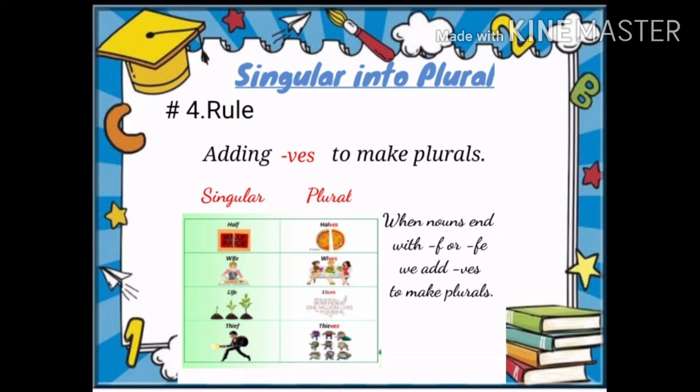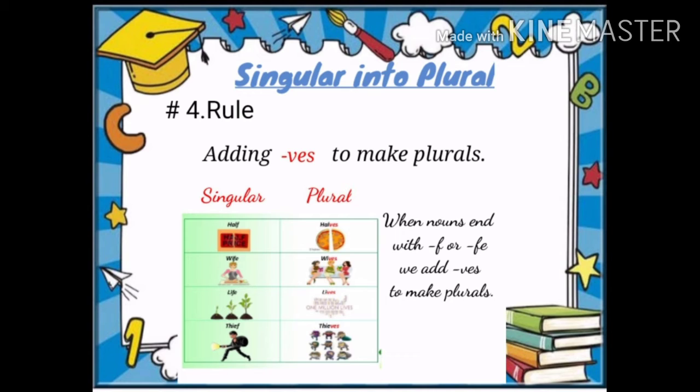Similarly, second is wife. It is ending with FE. So we will remove this FE and we will add VES to change it into plural form. So it will become wives. And similarly, the next two example, life, which will become lives, and thief will turn into thieves.